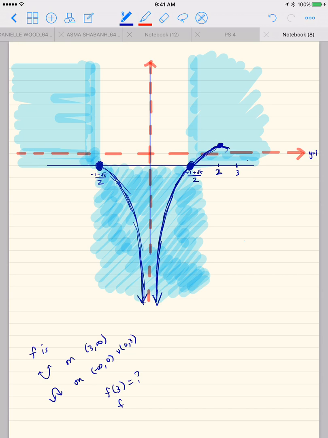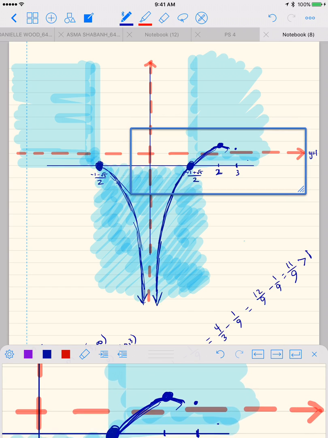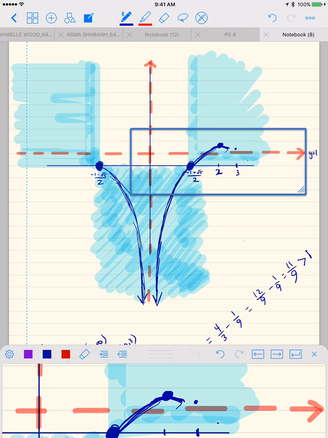Okay, so f of 3 is going to be 1 plus 1 over 3 minus 1 over 9. So this is going to be 4/3 minus 1 over 9, which is going to be 12 over 9 minus 1 over 9, which is 11 over 9, which is bigger than 1. All right, so it's going to be above. So I am expecting you to be able to do computations like that, okay?